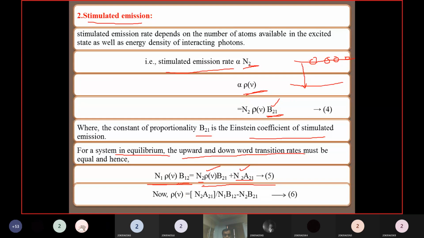The remaining term we send to the RHS side. So that relation will be rho of nu equals N2 into A21 by N1 into B12 minus N2 into B21. Let us take this as equation number 6.